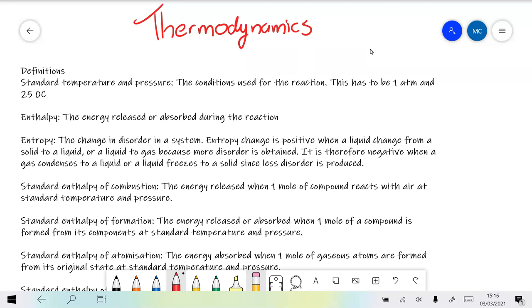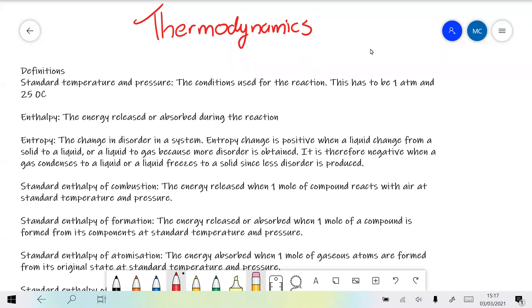So the first definition is standard temperature and pressure, where the conditions used for the reaction have to be 1 atmosphere and 25 degrees Celsius. So any reaction under standard temperature and pressure is listed as 1 atmosphere and 25 degrees Celsius. That is the first thing that you would need to point out.